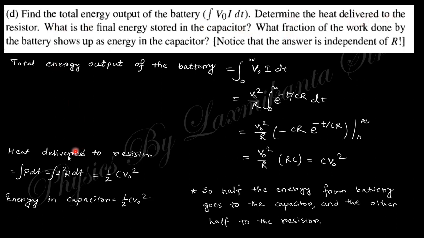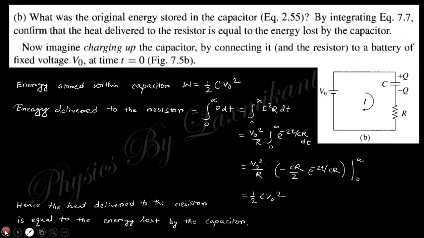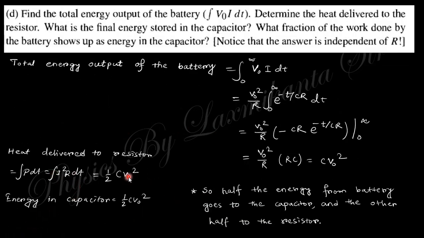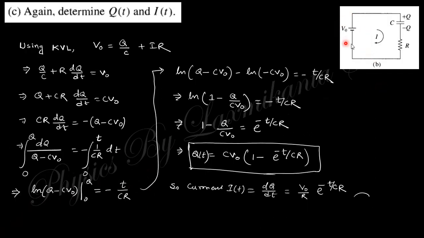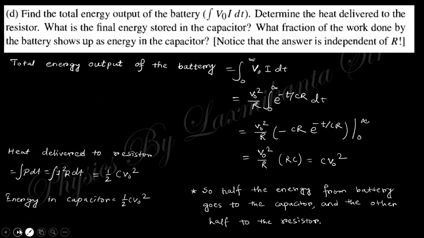Determine the heat delivered to the resistor. The heat delivered to the resistor comes from integrating power, which is the same calculation we already did. So just put in half CV naught squared. This is the heat delivered to the resistor, and the energy of the capacitor is half CV naught squared. So you can easily see that the energy supplied by this battery is shared by these two elements, the resistor and the capacitor, each taking half. That means the total energy supplied by this voltage source is shared by the capacitor and the resistor, half of its total energy each. Right?